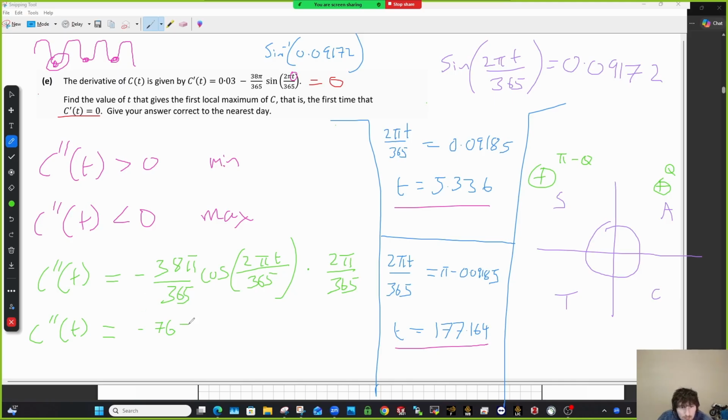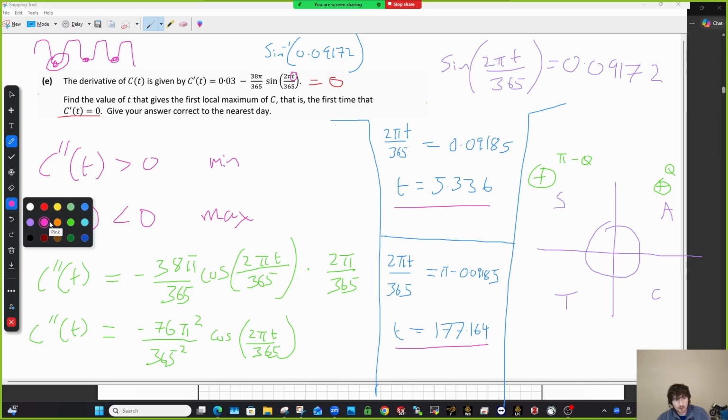76, yeah, and then you get pi squared. It's a bit of a messy question. 365 squared on the bottom, and then you have cosine 2 pi t over 365. Now what we do is we go and we put both of these t values in. I'm kind of running out of room here, but I should still be able to get it in. I can just show it for the examiner like this.